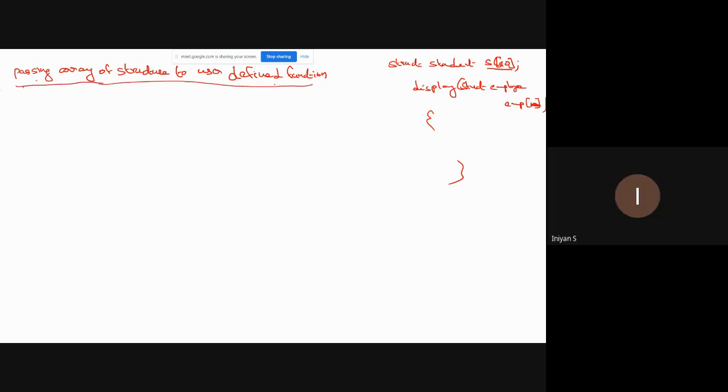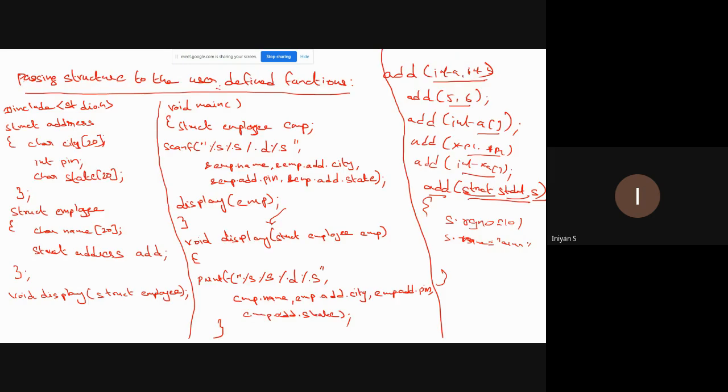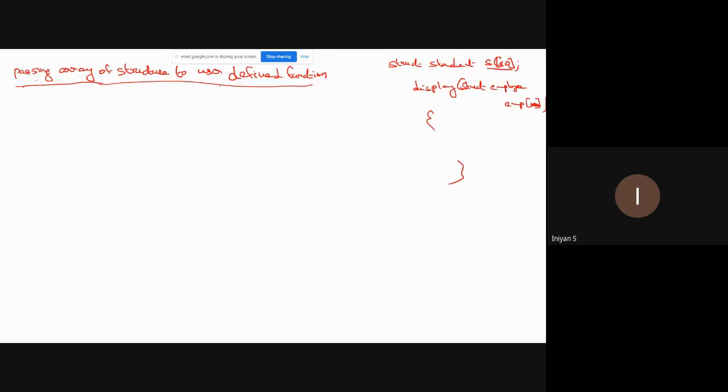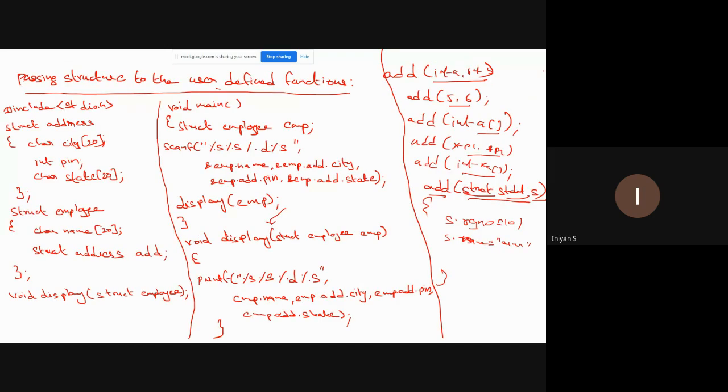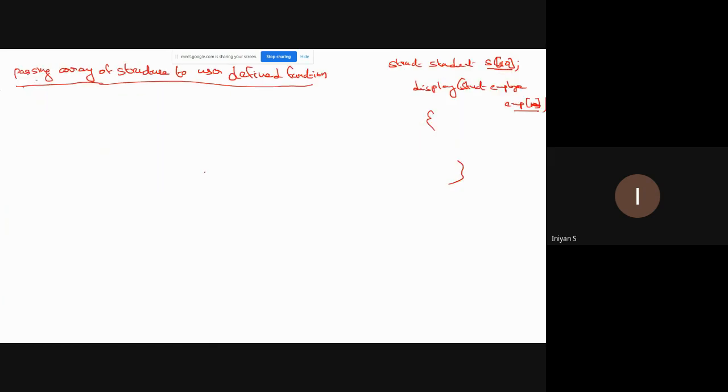Passing structure to the user defined function we have discussed. Here we are going to pass the array of structure. EMP is nothing but a single structure variable. If you use EMP of 10, that is nothing but an array of structure. If you pass EMP of 10 here, that is called passing an array of structures to the user defined function. Shall we write the code for that?